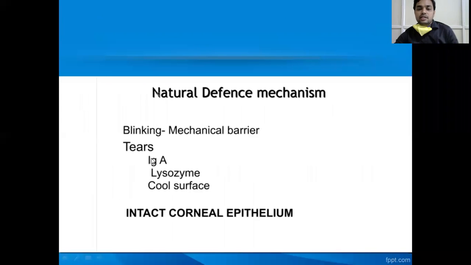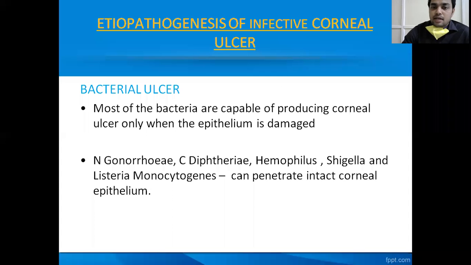Normally, if there is an intact corneal epithelium, the pathogen will not enter the cornea. But there are 5 bacteria which can enter the intact epithelium. So this is important, you have to remember these 5 bacteria: Neisseria gonorrhoeae, Corynebacterium diphtheriae, Haemophilus, Shigella, and Listeria. These bacteria can penetrate the intact corneal epithelium and may cause corneal ulcers. Most of the other bacteria cannot enter the corneal layers if there is no breach in the corneal epithelium, except these 5 bacteria.